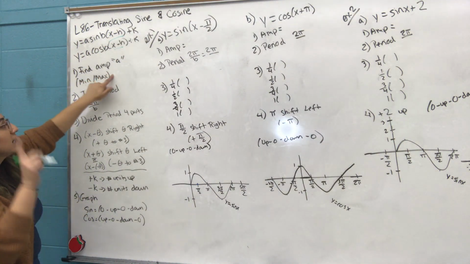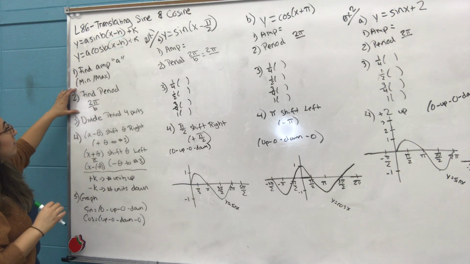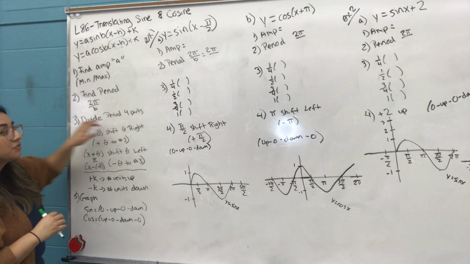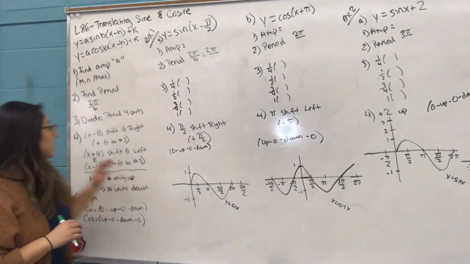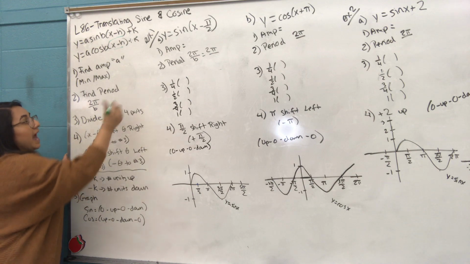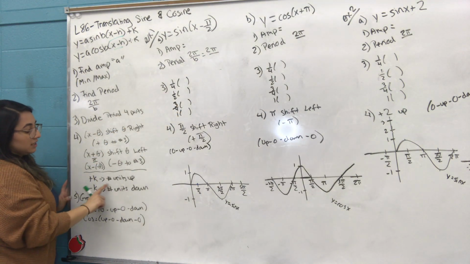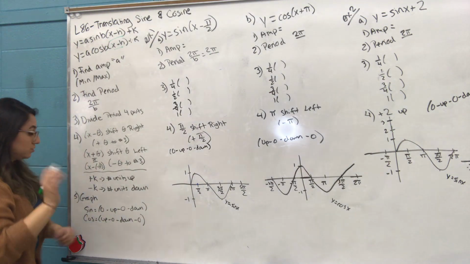So steps: find your amplitude, that's your minimum and maximum point. You need one on the top and bottom. Find your period. You divide that into 4 parts, that's why I have all the way over there. You find your shift if there is any. For this, you're going to be adding or subtracting a theta for each one of these. And if you're shifting up or down, you're going to count it, and I'll show you later.